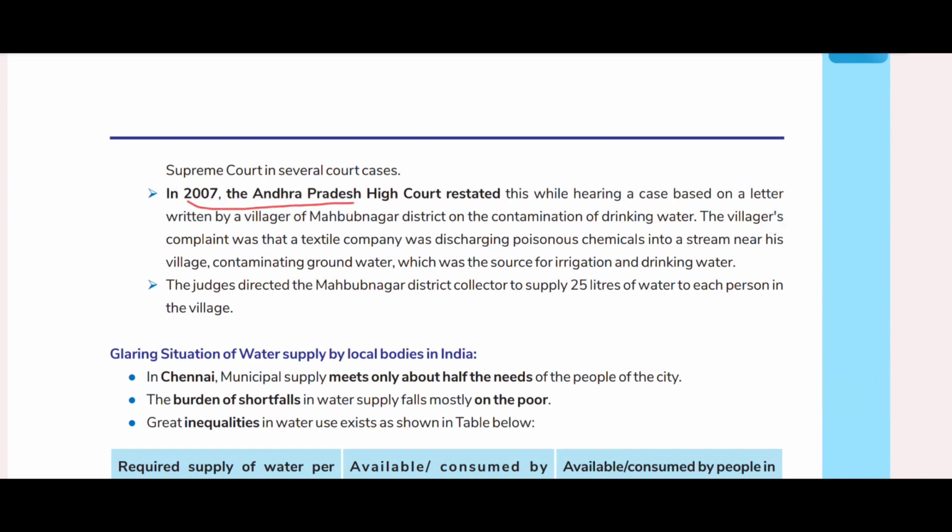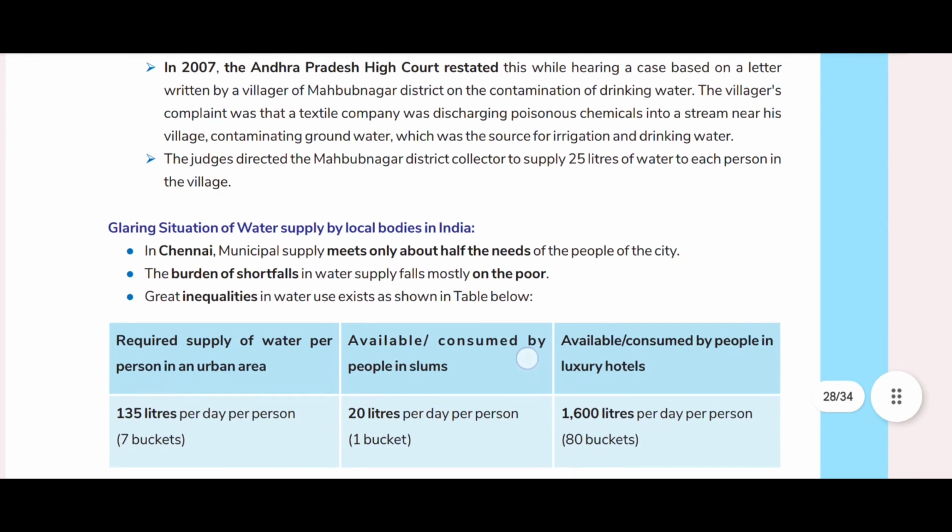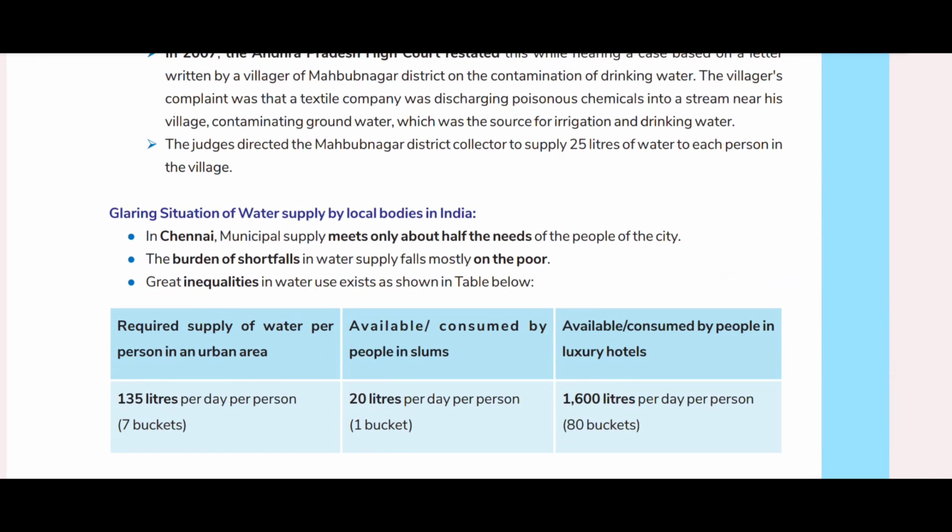In 2007, the Andhra Pradesh High Court restated this while hearing a case based on a letter written by a villager of Mahbubnagar district on the contamination of drinking water. The villager complained that a textile company was discharging poisonous chemicals into a stream near his village, contaminating groundwater, which was the source of irrigation and drinking water. The judges directed the Mahbubnagar district collector to supply 25 liters of water to each person in the village.